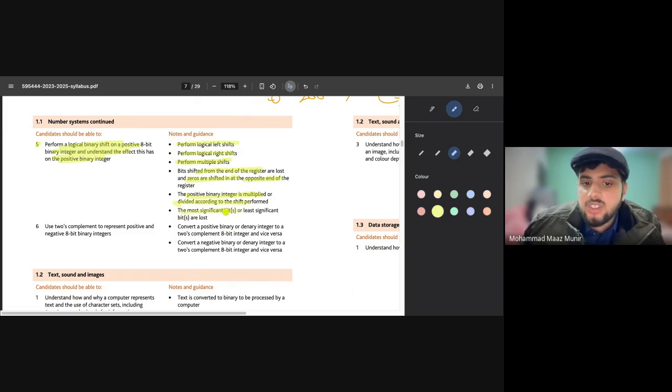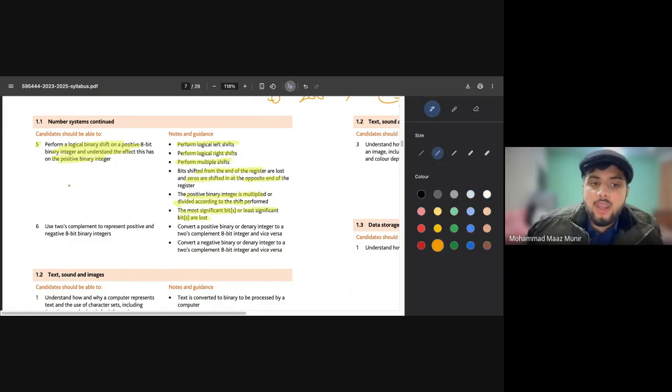And like how the most significant or least significant bits are lost, which basically means that if I'm performing a left shift on 0 1 0 1, at this point this is my most significant bit, right? Why? Because this has the greatest value. So if I perform this, this one is going to come up here, this 0 comes up here, this 1 comes up here, and at the starting position we get a 0, but this 0 is ignored. So it's basically that the most significant bit, or the least significant bit if I perform the right shift, is lost.